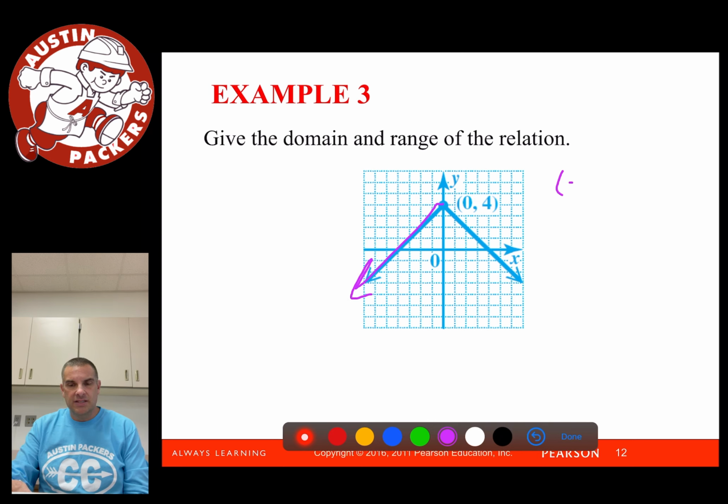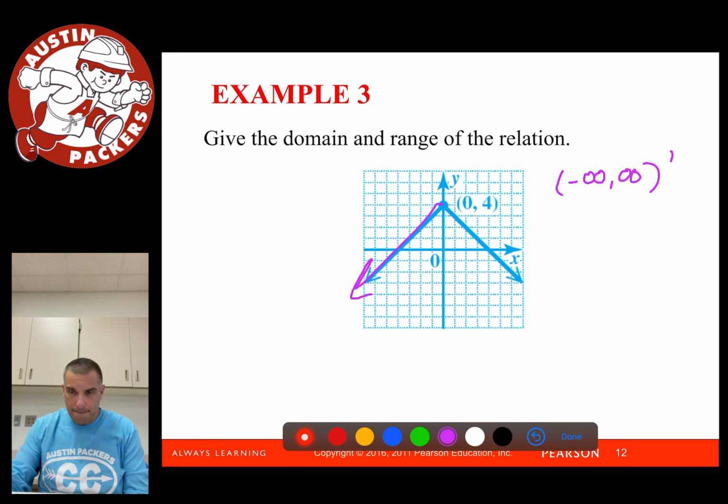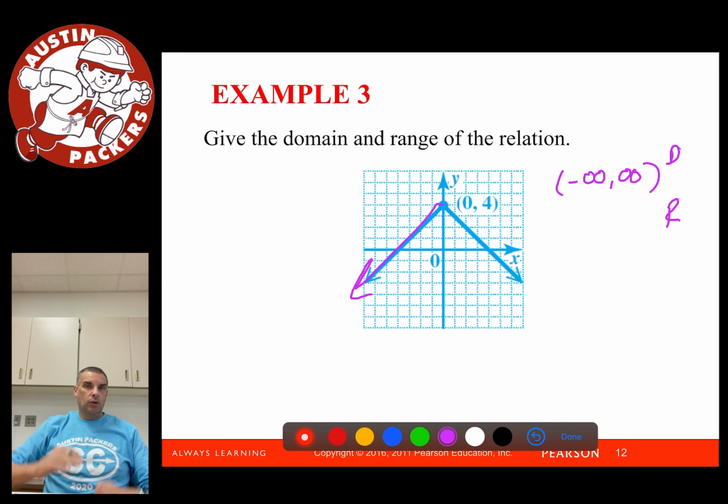So this graph is actually going from negative infinity all the way over to infinity, because it's not going to stop. So that's our domain for this one. Domain is all the x values that could be in this graph. And because those arrows are there, it's extending out in both directions forever and ever and ever. So that's our domain. Our range is how high and low this thing goes.